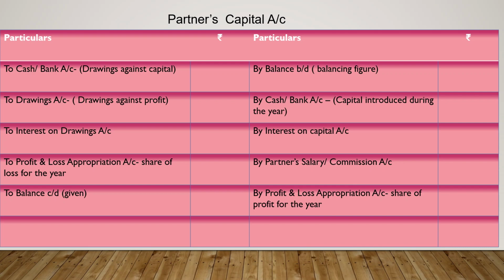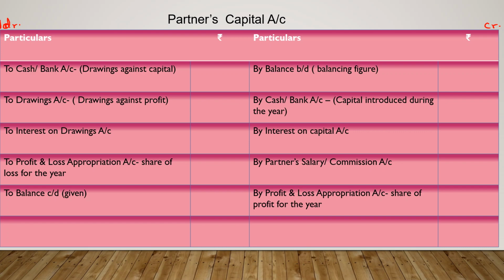Now other details that are available, as we saw, could be the capital which is introduced during the year, which increases the capital. So it is going to be on the credit side of the capital account that we would be writing it. Other than that, what all can increase the capital? When interest on capital is provided to the partner, it is credited to the capital account. The remuneration in the form of salary and commission will be credited to his capital account.